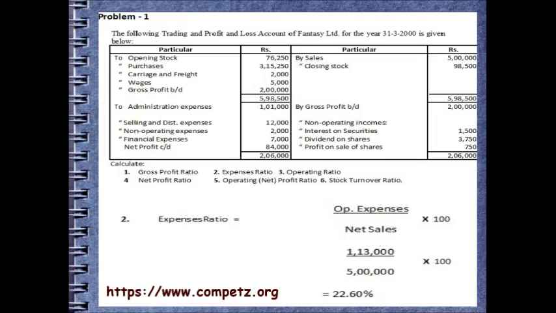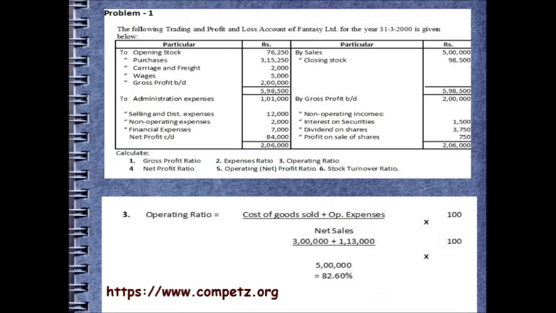That is your operating expenses divided by your net sales. You can see in the trading account credit side by sales 5 lakhs. So 1,13,000 divided by 5 lakhs multiplied by 100 to get percentage is equal to 22.60%.